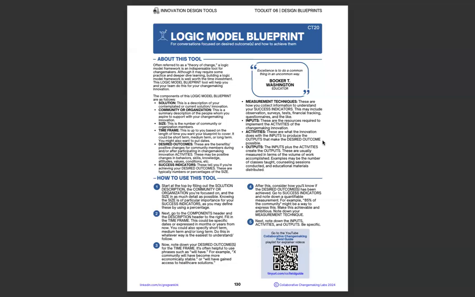You might also want to put dates. Desired outcome. These are the benefits, positive changes for community members during and or after participating in the change-making innovation activities. These may be positive changes in behavior, skills, knowledge, attitudes, values, conditions, etc. Success indicators. These tell you if you're achieving your desired outcome. These are typically numbers or percentages of the size. I'll go into that a little bit.